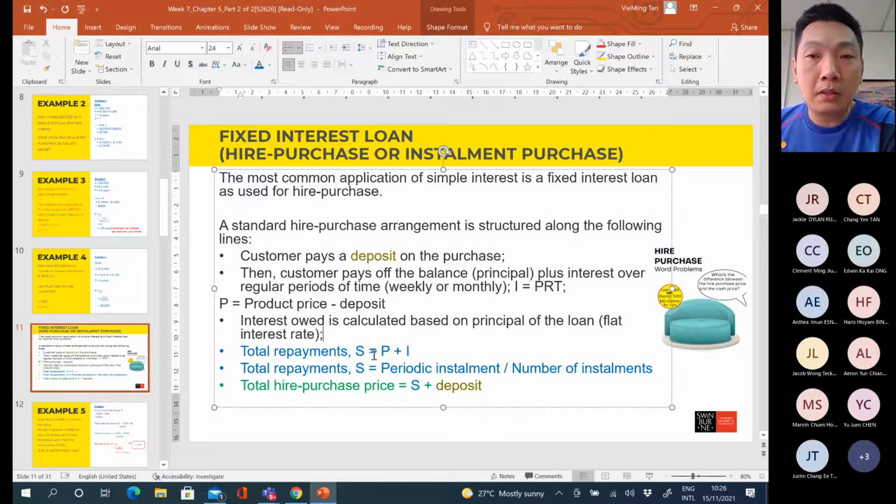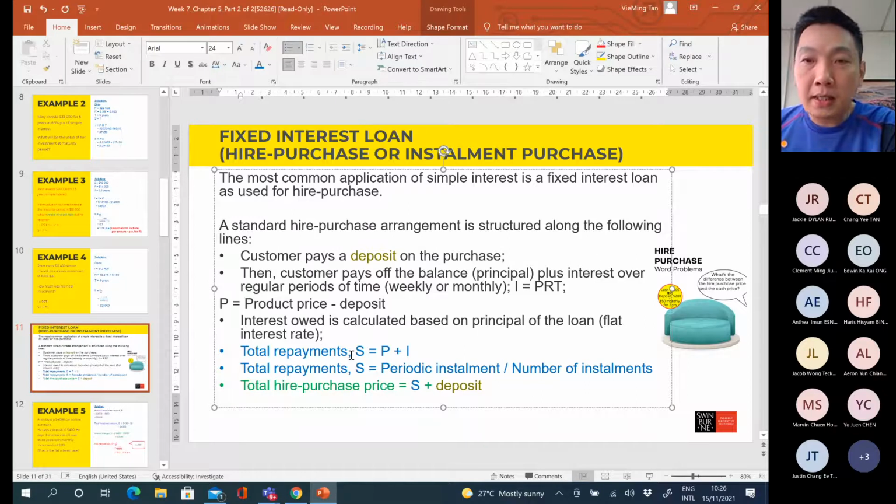Okay, so this refers to the S value that will be paid by the customer in future. So what is the formula? The formula uses the principal, plus the interest charge, which uses this formula. Then you can get the S value.